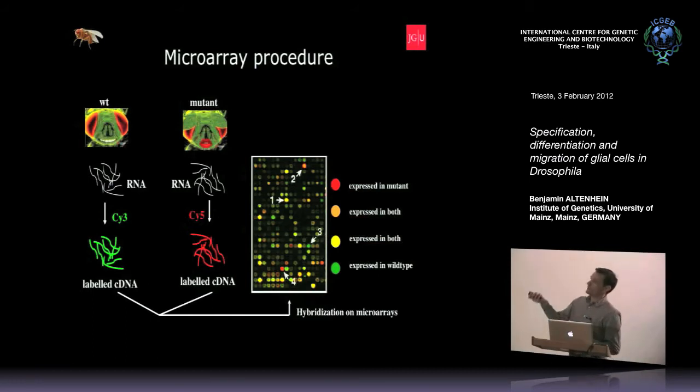And according to the hybridization, you can tell whether a gene was expressed in the wild type or in the mutant. It's not just a qualitative analysis telling you whether or not a gene was expressed, but you can even quantify the levels of expression. And this is what we did.